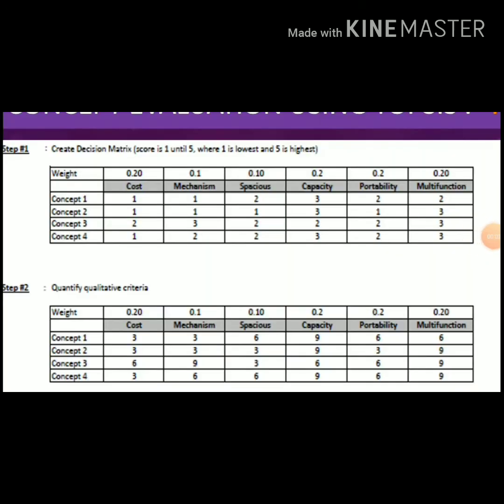Okay, so zooming into step number 1, which is creating a decision matrix. I would say that this is quite equivalent to the one that we had in the Pugh matrix. It's just a matter of tabulating them in different directions. Before this we had concepts 1 to 4 in vertical order. Now they are put horizontally, and we have 1 to 6 different criteria in vertical order. The criteria that we chose are cost, mechanism, spaciousness, capacity, portability, and multifunction.